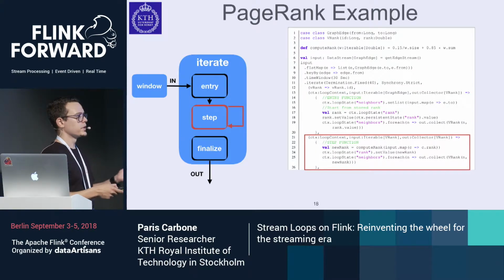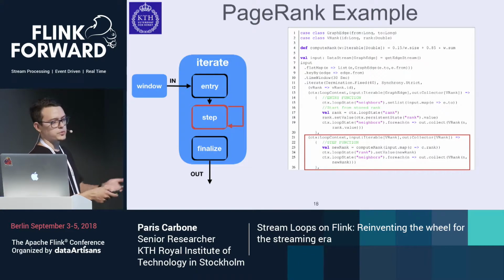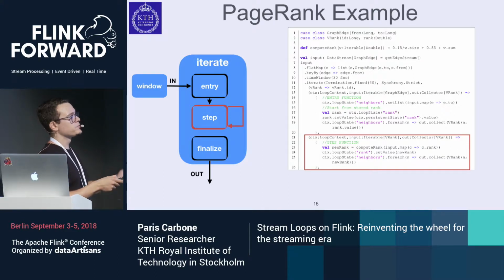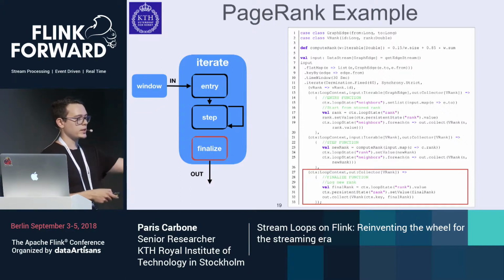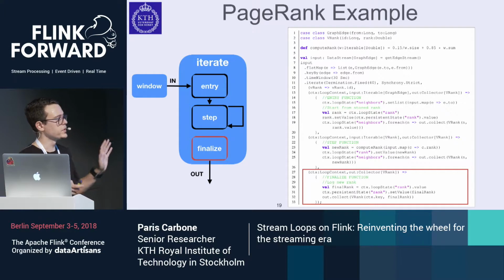You know the step function, it's very trivial. We collect all the ranks from the neighbors, and then we define a new rank and send it to our neighbors. And that repeats 40 times per task, in a synchronous way. In the finalize function, we get the last rank, and we collect it in the output. That's a very simple example.